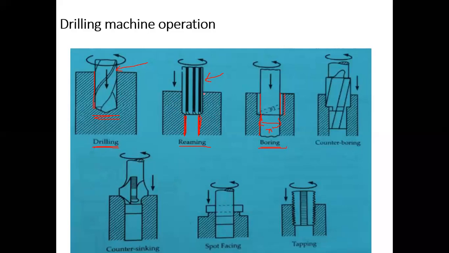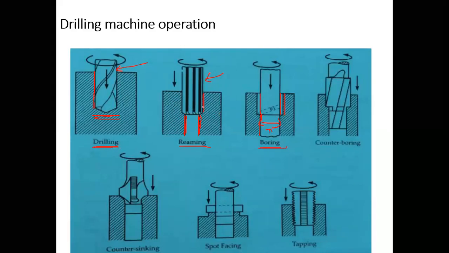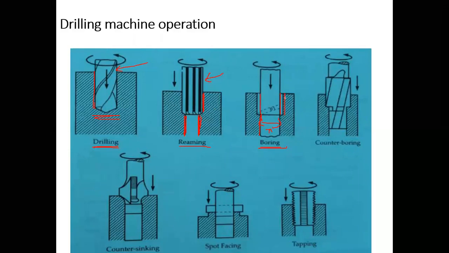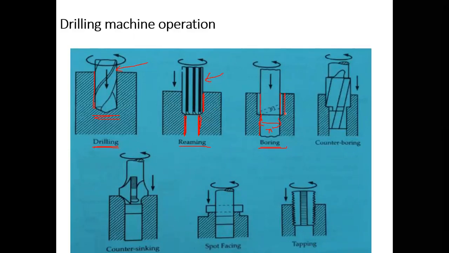Even though here you can see there is a slightly bigger size of reamer, the purpose there is not to enlarge the hole, only to finish. But in boring, the purpose of the operation is to enlarge the hole. So an already existing hole is there, and you need to enlarge it. So this is also very important. Drilling is an important operation, and boring is also a very important operation. Why is boring important?